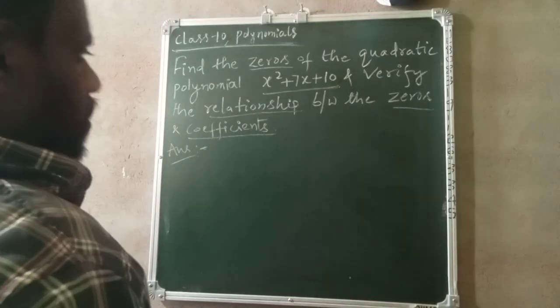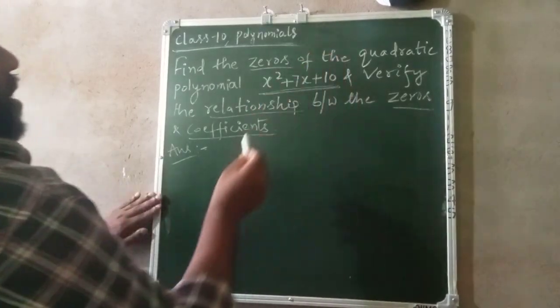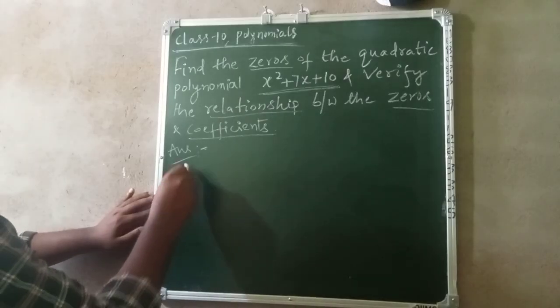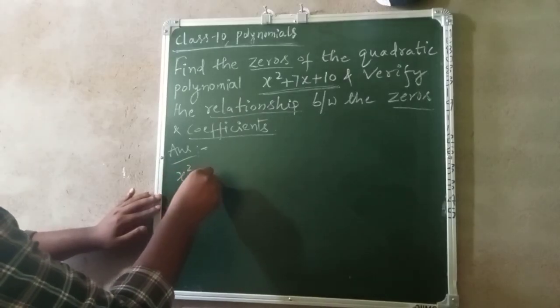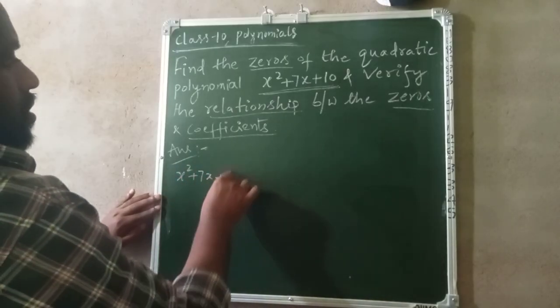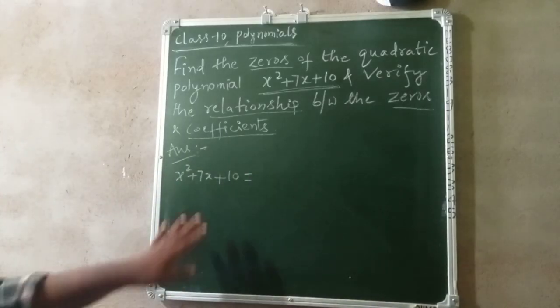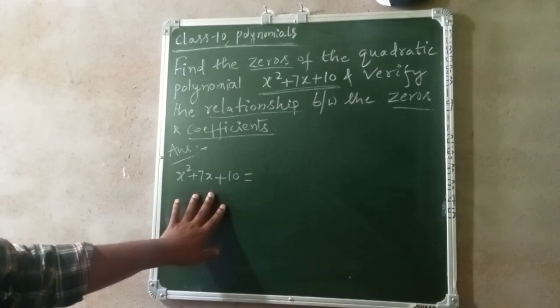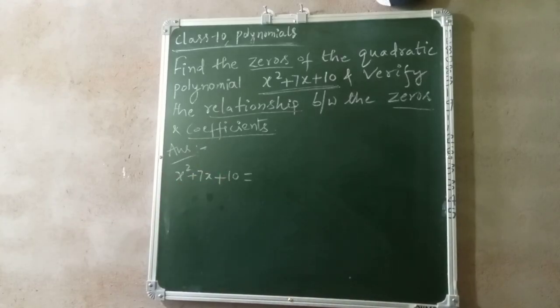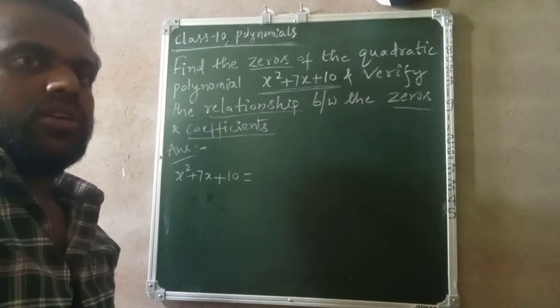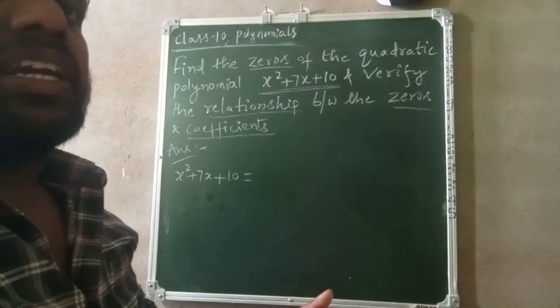First, you take this given quadratic polynomial, x square plus 7x plus 10. Now to find the zeros, first we will factorize this. We will factorize by using the splitting middle term method.